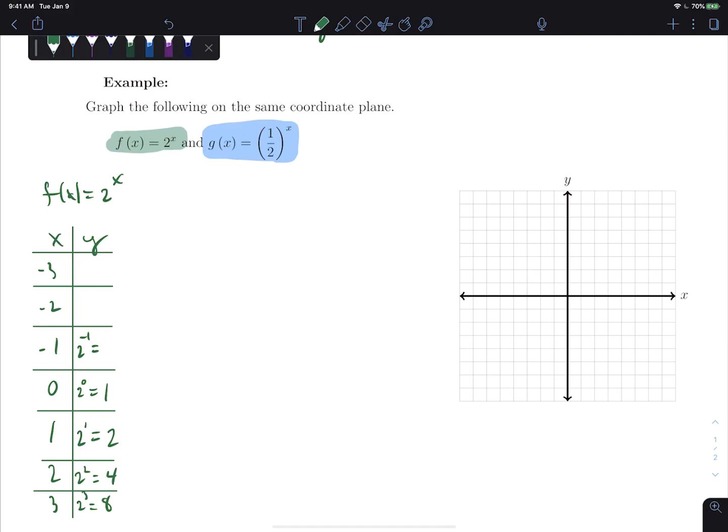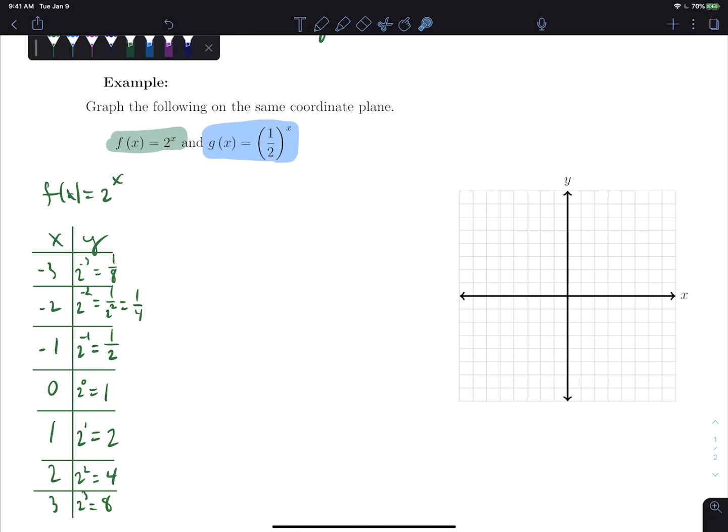2 to the -1, well, that negative exponent means that you flip the base, make the exponent positive, so it's just 1/2. For the next one, it's 2 to the -2, which is 1 over 2 squared, which is 1 over 4. Same thing for 2 to the -3. That gives us 1 over 8 whenever you simplify.